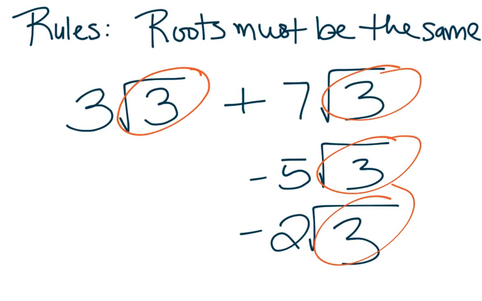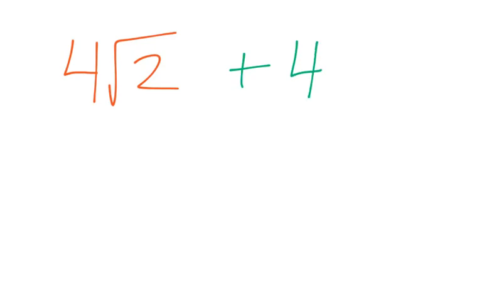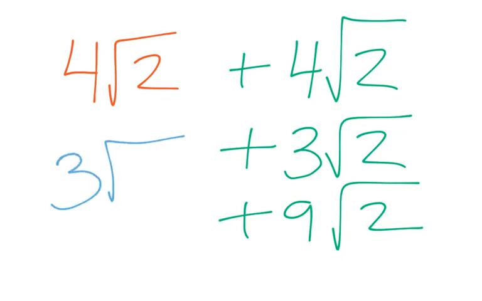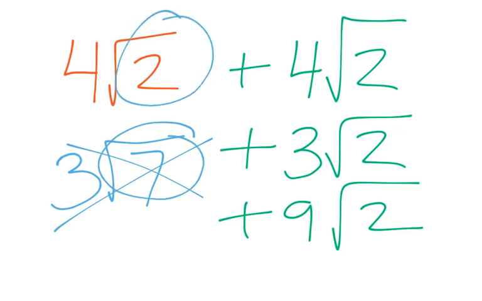Let's look at another example. Let's say I have 4 root 2. Something I could add to that would be another 4 root 2, or 3 root 2, or 9 root 2. What I couldn't add is something like 3 root 7. That won't work because they have different radicals.